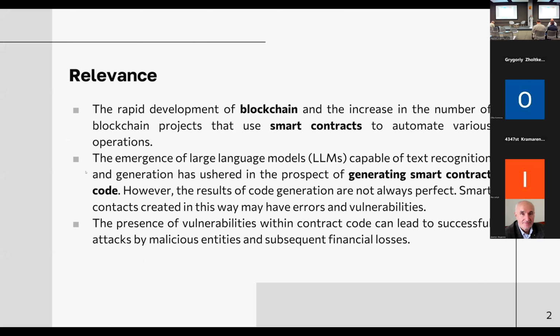The relevance of the study is due to the growing popularity of blockchain technology and the increase in the number of blockchain projects that use smart contracts to automate various operations. The emergence of large language models, LLMs, capable of text recognition and generation makes it possible to generate smart contract code. However, the results of this code generation are not always perfect.